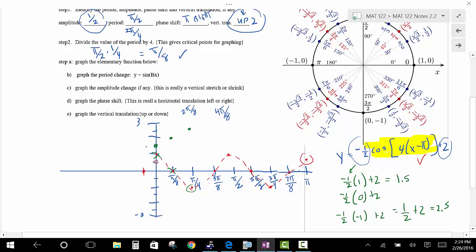Now see, I've gone through the key points. This is like a midpoint, max. So this one's going to be ready to go there. This one's going to be ready to go to its minimum. Okay, and so forth. So that would take you right there.